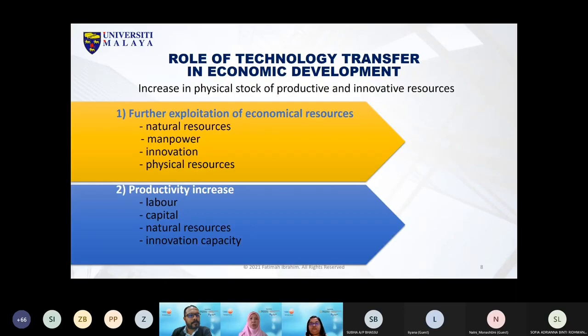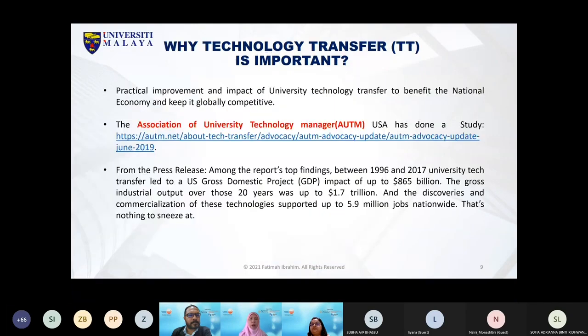The role of technology transfer in economic development is that it increases the physical stock of productive and innovative resources, and allows further exploitation of the economic resources. So you have your natural resources, your manpower, your innovation, your physical resources, and this also increases the productivity in terms of our labor, our capital, our natural resources, and innovation capacity. So why is technology transfer important?